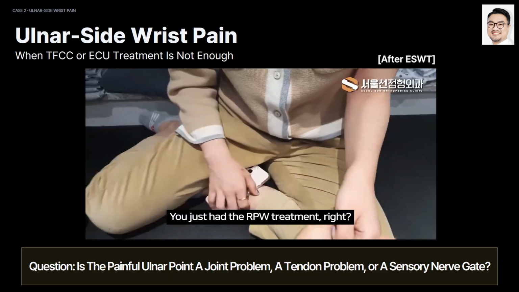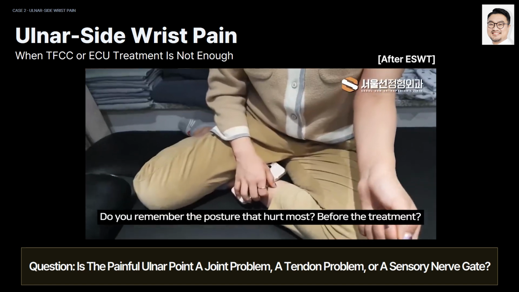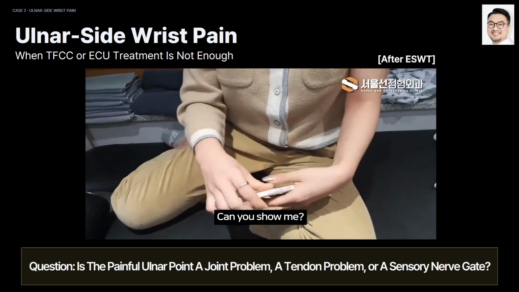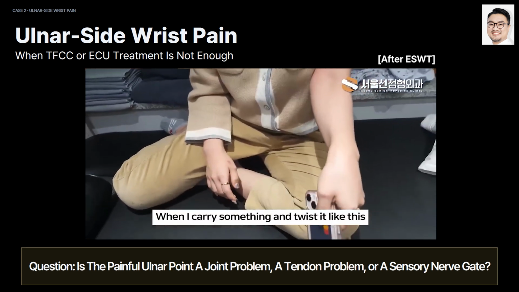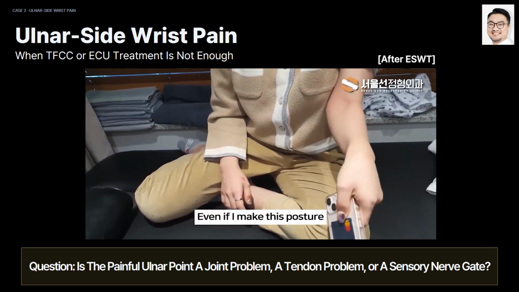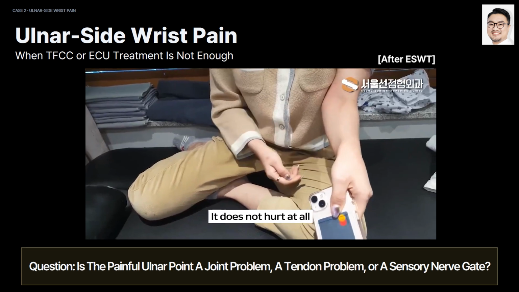The second case is ulnar side wrist pain. The patient had pain while carrying objects and improved immediately after RPWT. The important point is not only that shockwave worked, the important point is where the response occurred and what anatomical structure explains it.